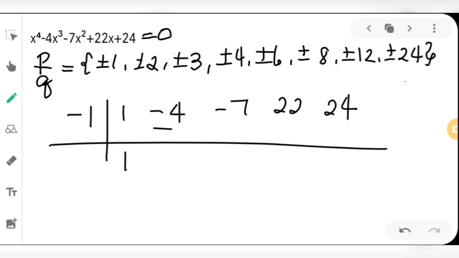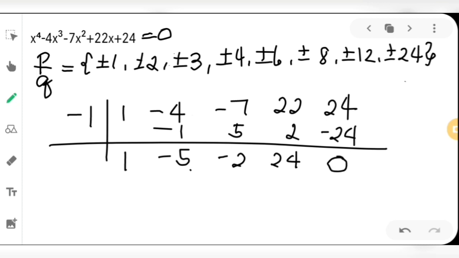1 times negative 1 is negative 1. Negative 4 plus negative 1 is negative 5. Negative 5 times negative 1 is positive 5. Negative 7 plus 5 is negative 2. Negative 2 times negative 1 is positive 2. 22 plus 2 is 24. 24 times negative 1 is negative 24. So 24 plus negative 24 is 0. Okay, so we have now the first root, that is negative 1.